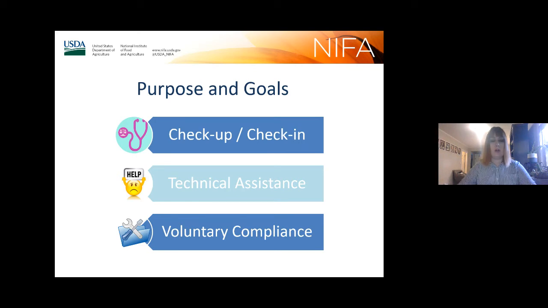When we conduct our compliance reviews here at NIFA, we're really looking at them as an opportunity to do a checkup on our grantees and the programs and activities that we're funding, and to check in from a civil rights perspective with the civil rights lens on the various programs and activities that you're conducting. We look at it as an opportunity to provide technical assistance, to answer any questions that you might have, and to effectuate voluntary compliance. This process that I'm going to talk about today is a process of effectuating voluntary compliance.